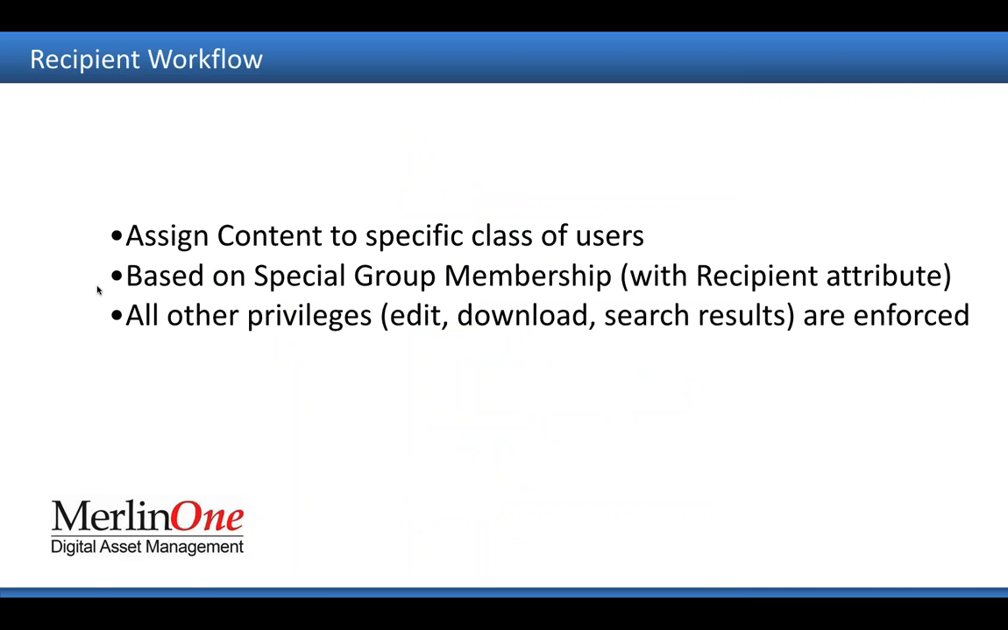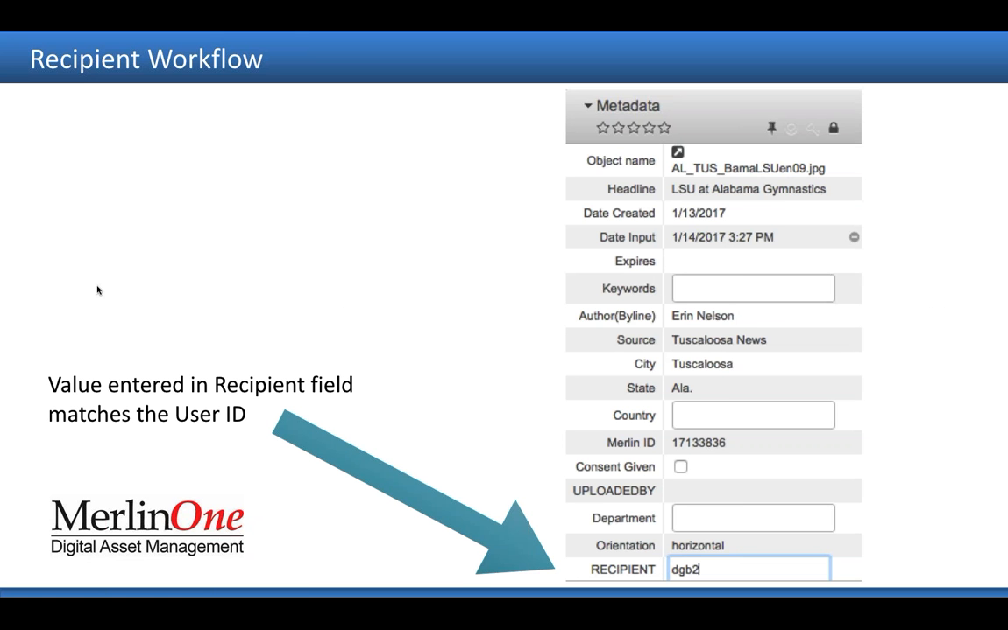The other way to give content to external users is using the recipient workflow. And this allows you to assign content to a specific class of users, and it's based on a special group that you've configured, and I'll show you that. And you control the other privileges that they have. So the recipient user might be entitled to download content, or they might not be, and again, you would control that. So let's take a look real quickly.